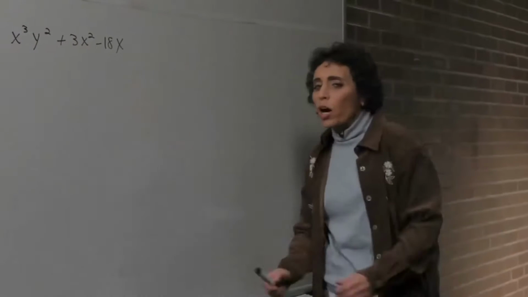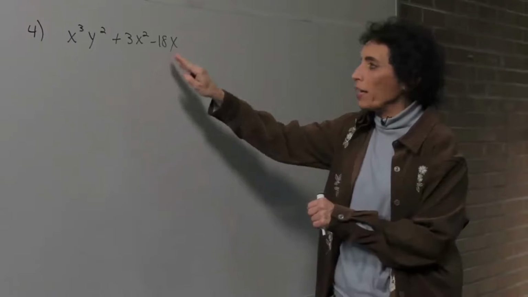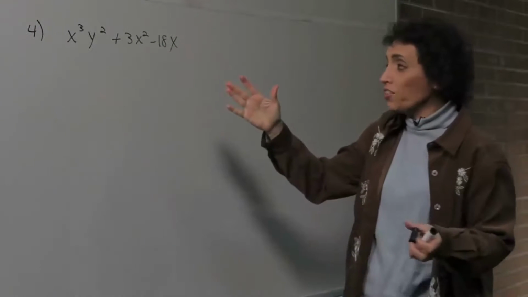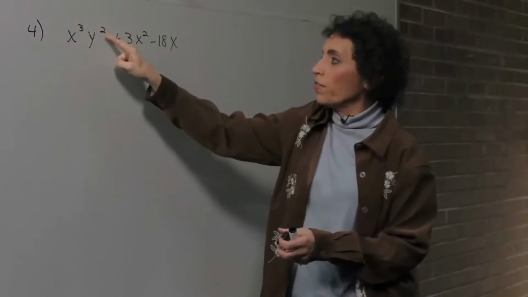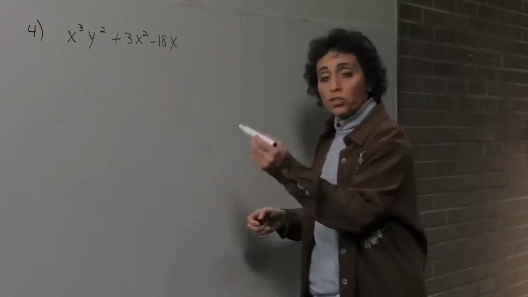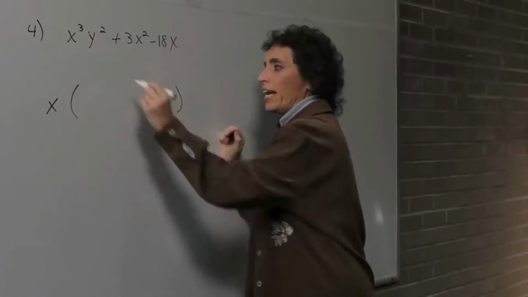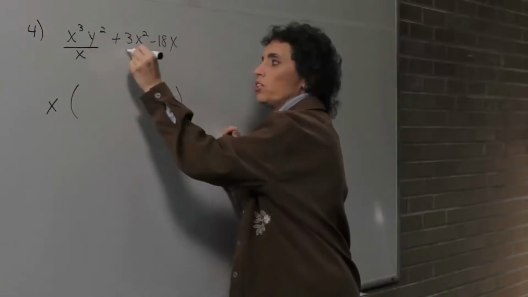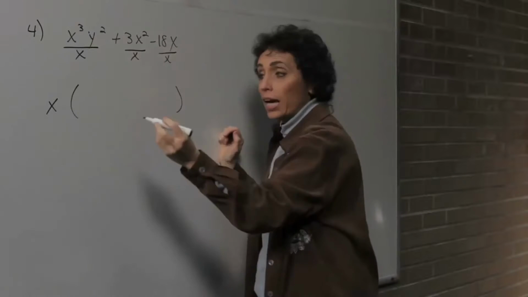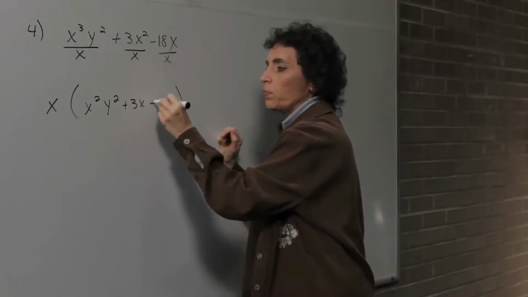Okay, the last one on this slide is x cubed y squared plus 3x squared minus 18x. This is standard form because this is degree of 5. This is 2. This is 1, so it's going down. Okay, first step, GCF. There is a GCF. It is x. We factor out an x. We make a big set of parentheses. We divide by x. And we get x squared y squared plus 3x minus 18.